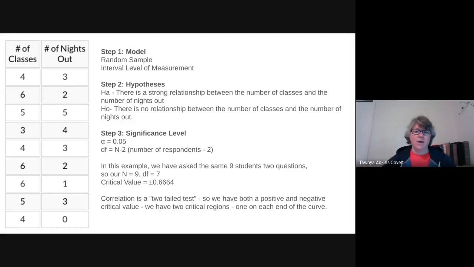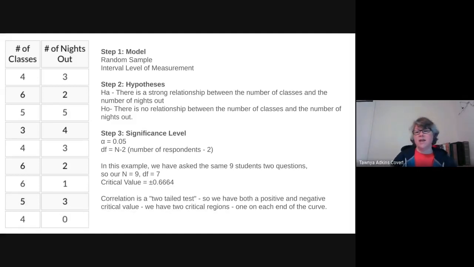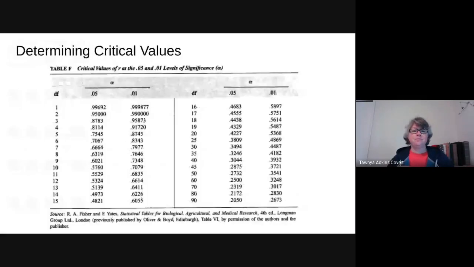Okay. Correlation is always a two-tailed test. So you see this plus or minus on the screen. That's what that's telling us. It's always a two-tailed test so that we have both a positive and a negative critical value. So we're going to have 2 critical regions. We've done that before. We've done two-tailed tests. We know what 2 critical regions look like.